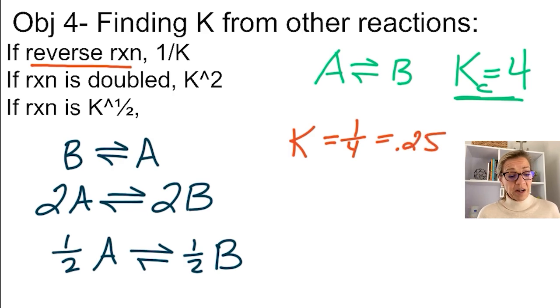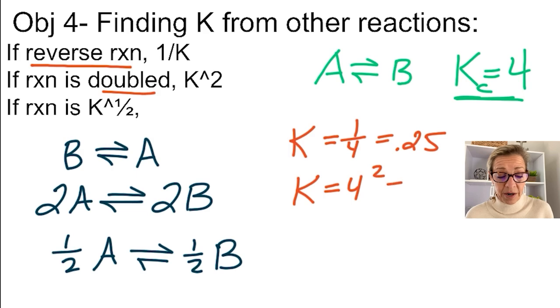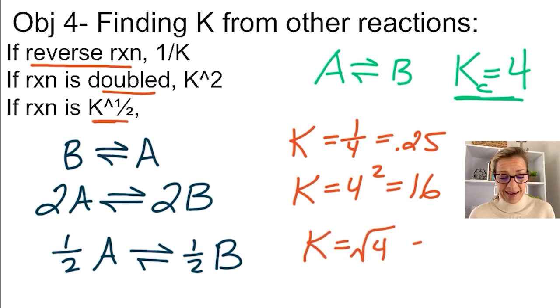Okay? Now, what if we had a reaction that looked just like it, but it was doubled? Everything was doubled. We would square that. And so K would be 4 squared, or 16. All right, and then last of all, if we halved a reaction, what do you think? Well, we would take the square root of that K, and that would be 2. So that's just a very simple way to manipulate and get the K for a desired reaction from something that you already had.